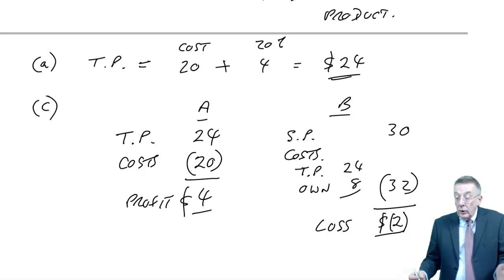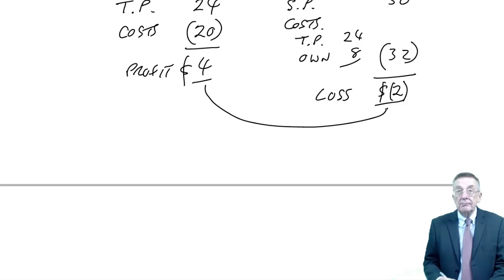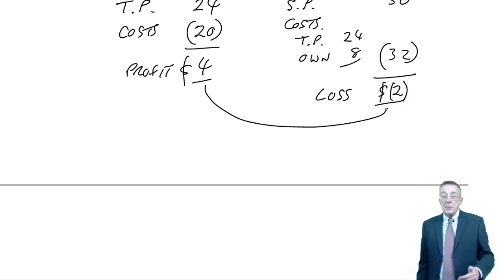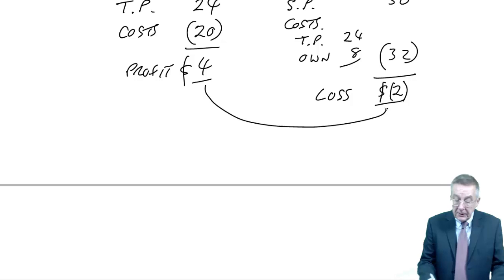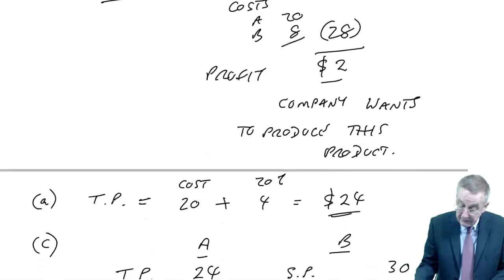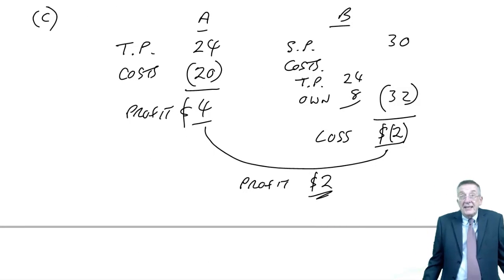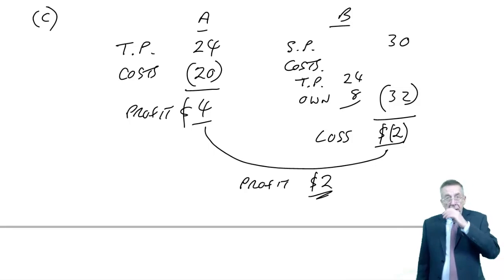And so again, all the transfer price does is split the profit between the divisions. In total, one division makes a profit of 4, one makes a loss of 2. The total profit for the company is $2, which we already knew. As I've kept on saying, transfer price simply splits it between them. But we've now got a problem.